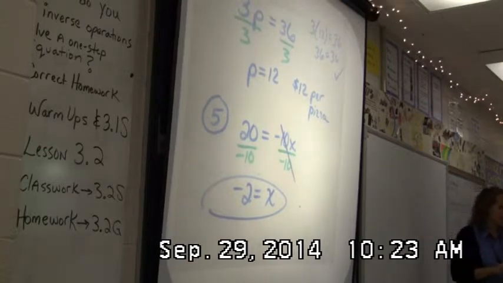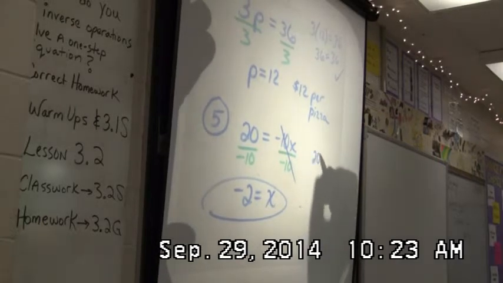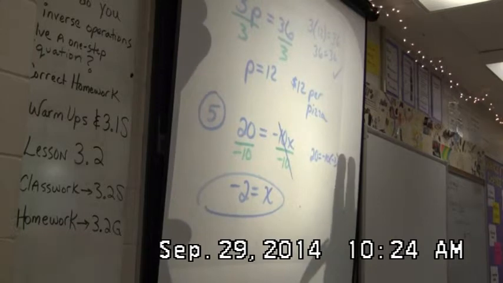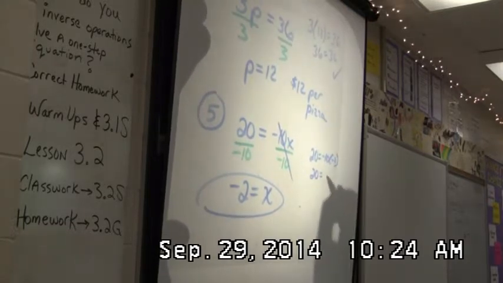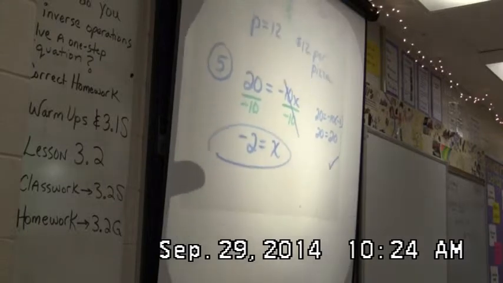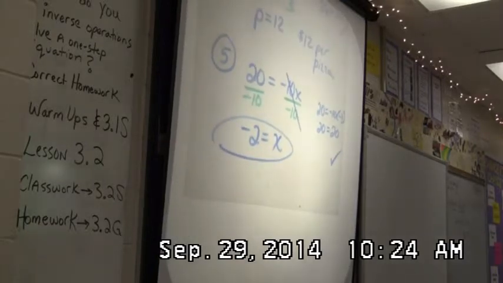Now the check on this is going to start with 20 equals, same order as the original problem. 20 equals negative 10 times negative 2. A negative times a negative is positive. 20 equals 20. Beautiful. Looking good. All right, on the back, we'll fill out a couple more of these.